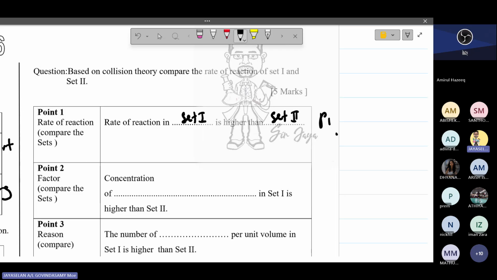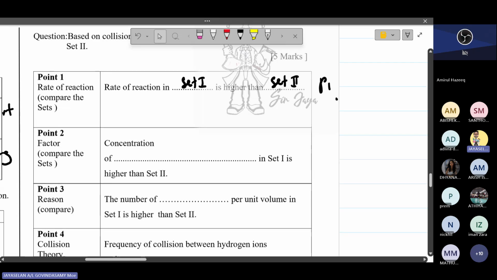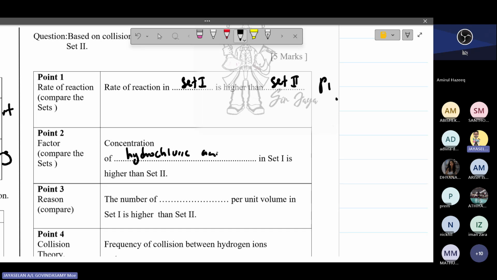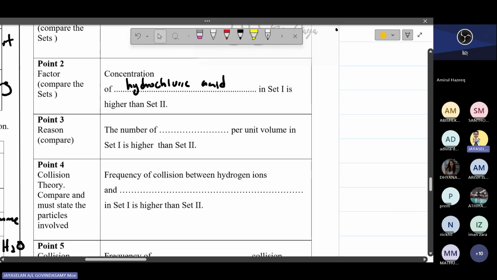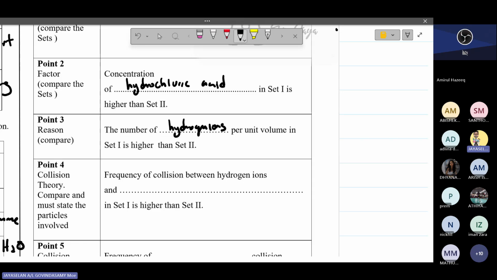You already score 0.1. Okay, why? Because the concentration of hydrochloric acid in set 1 is higher than set 2. Positive result. Okay, what is the reason for concentration? The number of what ion? Hydrogen ion per unit volume in set 1 is higher than set 2. You orang tulis dengan lengkap. Okay, the number of hydrogen ion per unit volume in set 1 higher than set 2. You already score 1 mark.